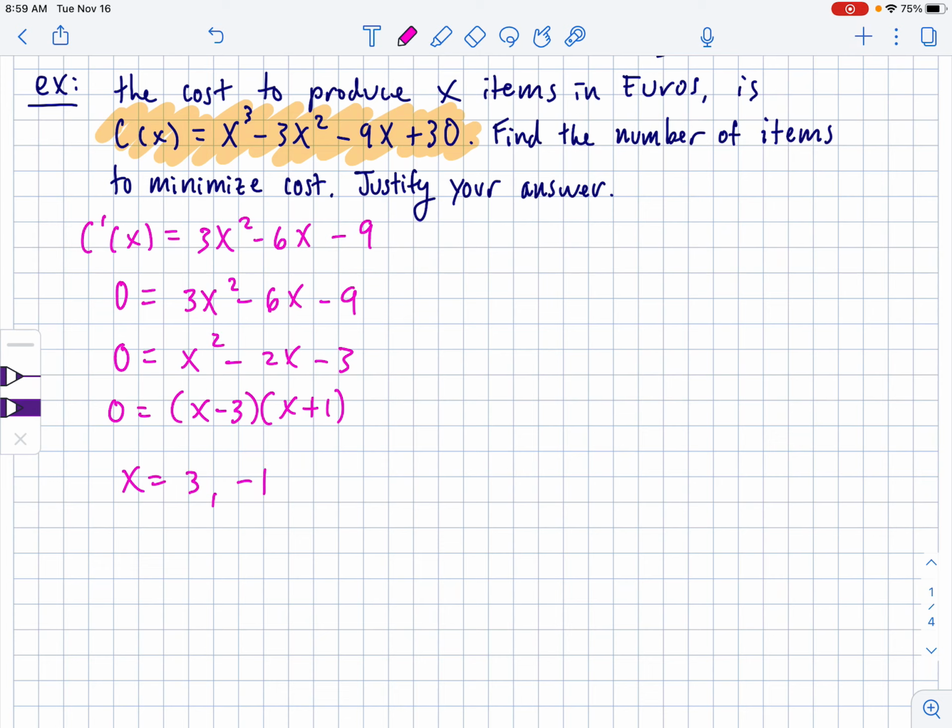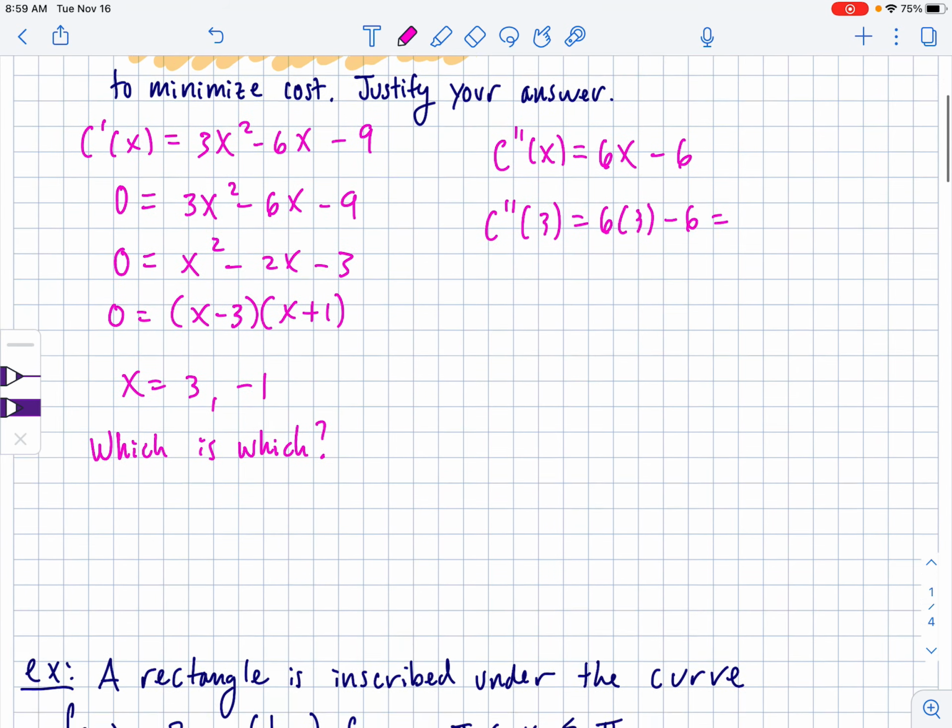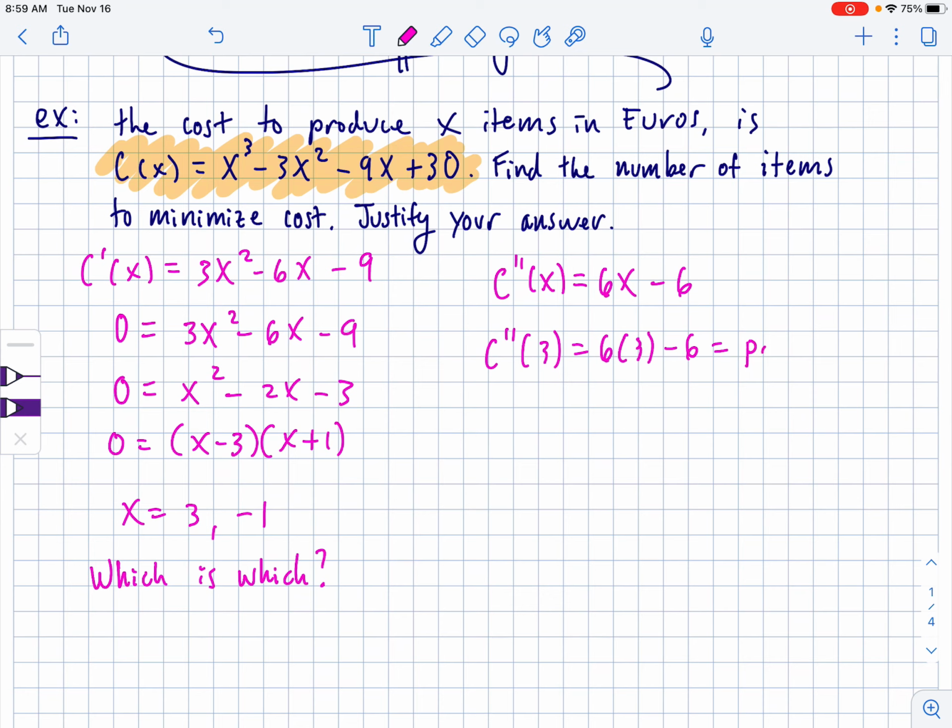But then the question is, which of these is a maximum, which is a minimum? Or maybe they're both maxes or both minimums. You could do this with a zone test, but if we're just going to check to see if they're maximums or minimums, I prefer to use the second derivative, which is going to be 6x minus 6. When you plug a 3 into 6x minus 6, you get 18, take away 6, which is 12, which is a positive number.